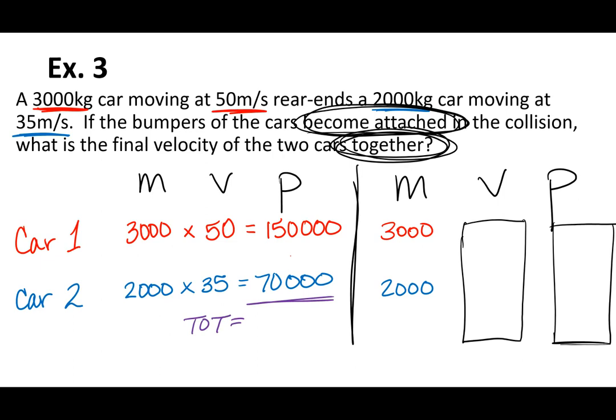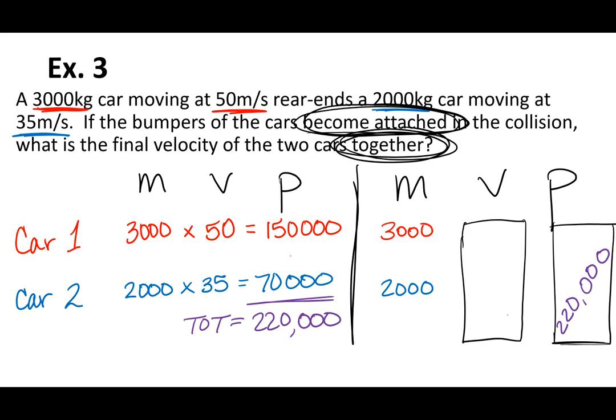Let's see. We've got, looks like 220,000 here, which means that our total over on the right is also going to be 220,000. Well, here's what's kind of cool. Since they're together in the end, they have one momentum. And so that's why I drew that box. And so inside the box will be 220,000.